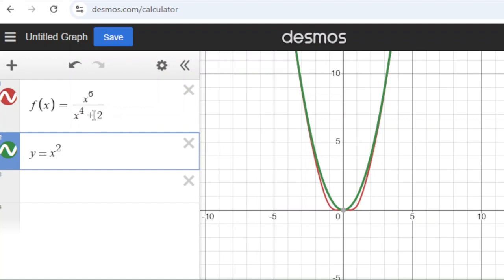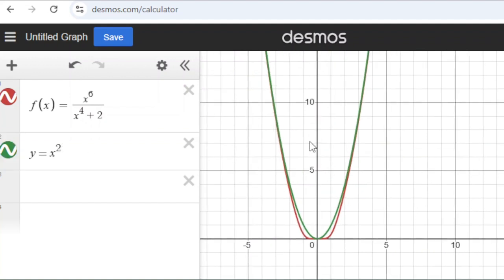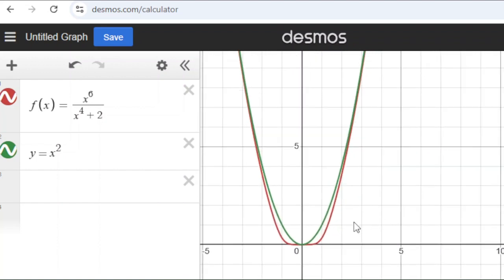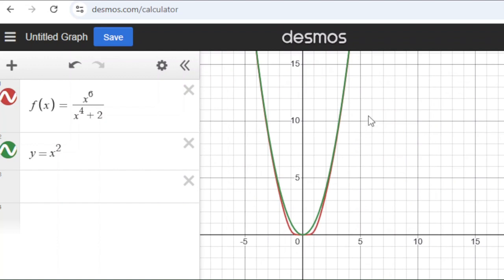Well, because again, if we ignore this plus 2, we ignore the lower degree terms, then notice we have x to the 6th over x to the 4th. Well, x to the 6th over x to the 4th, it's x squared. And as we go further and further to the right, it looks more and more like x squared. For these small values of x, the plus 2 kind of matters. That's why the graphs are off a bit in here. But the graphs are really close out here. So notice there's no vertical or horizontal asymptotes.